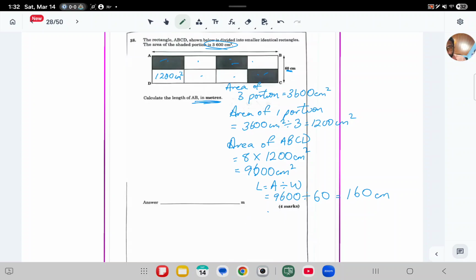So we know 100 centimeters is equal to 1 meter. So 160 centimeters is 160 divided by 100. Whenever we divide by 100, we move the decimal point 2 places to the left hand side. So 1, 2, and it becomes 1.6 meters. 1, 2, 3, 4.